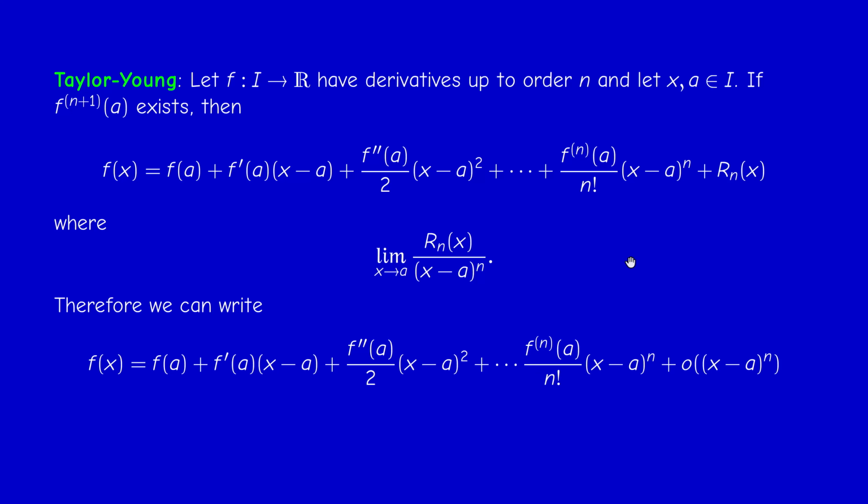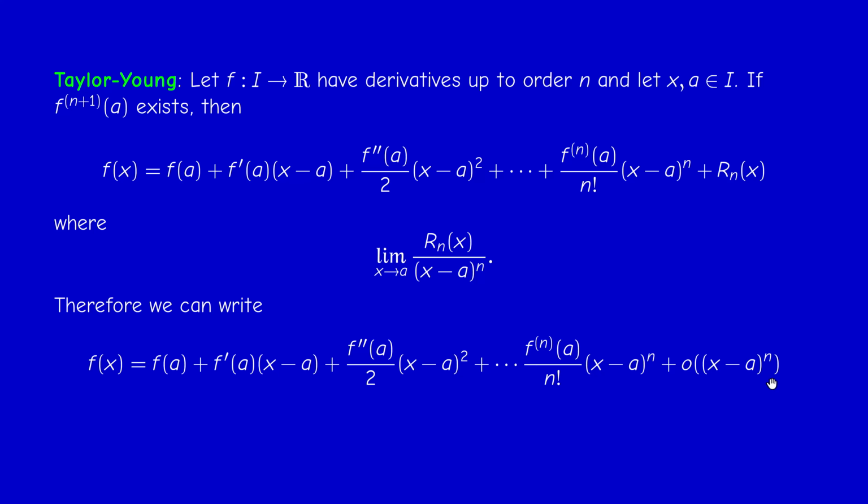And if you want to use the small o notation, we can write f of x as a polynomial plus a small o of (x minus a)^n. Okay? So these are the three forms. They really look alike. They just differ by their assumptions on f and by the form of the remainder. Okay, so it depends what you want to do.